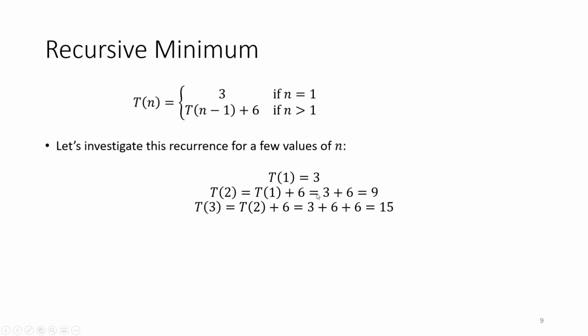Let's see what t of 4 is equal to. Well, t of 4, of course, will be t of 3 plus 6. So we get t of 3 plus 6, which is 3 plus 6 plus 6 plus 6. We got another 6 on there now. 21. So the purpose of doing what I'm doing right now is to try and see a pattern.